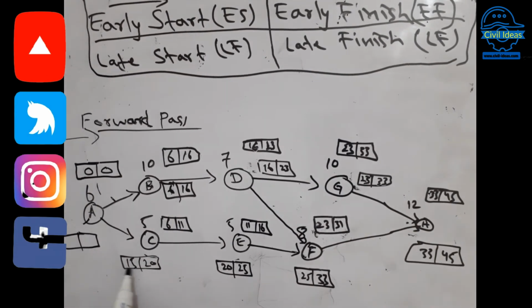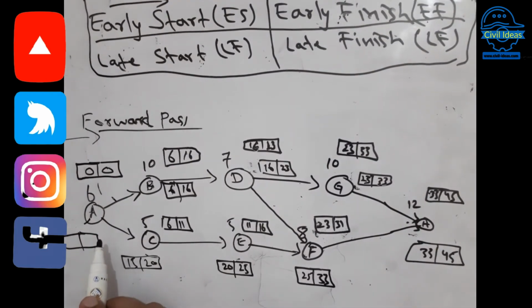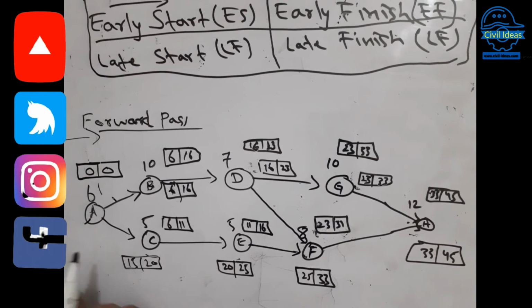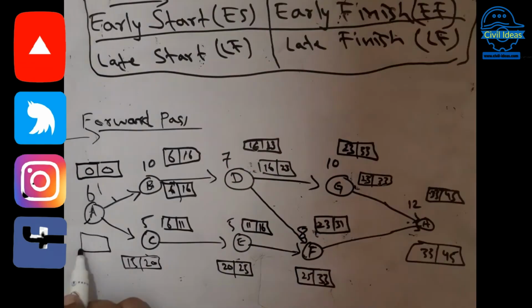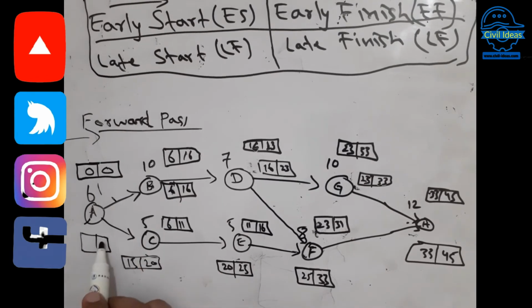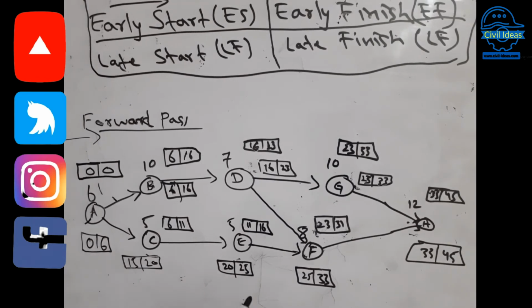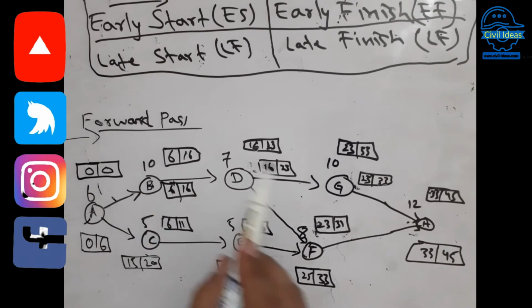Here you can see both two activities start after A, so you have to consider both of these activities, and I can show you that you have to take the minimum value. Here is the 15 and here is the 6. You have to take the 6, and 6 minus 6 is 0. Okay, so this is about the backward pass, the late start and late finish, and this is about the forward pass.